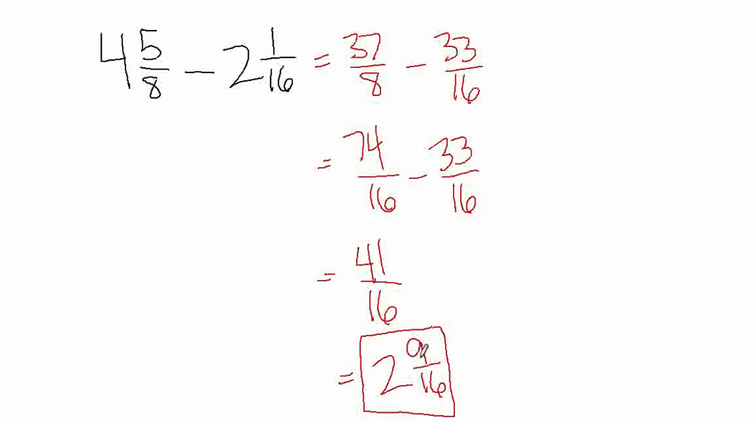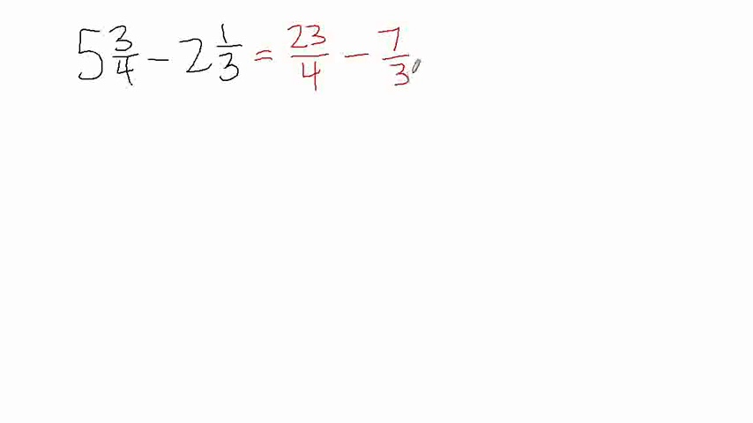Now, let's finish by doing one last subtraction exercise. All right, so try to do one more. Try to do 5 3/4 minus 2 1/3. All right, pause the video and try that now, please. All right, I'll go ahead and do it myself as well. So the first mixed fraction becomes the improper fraction 23 over 4. The second mixed fraction becomes 7 over 3.